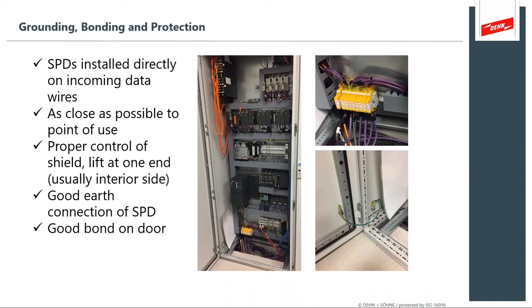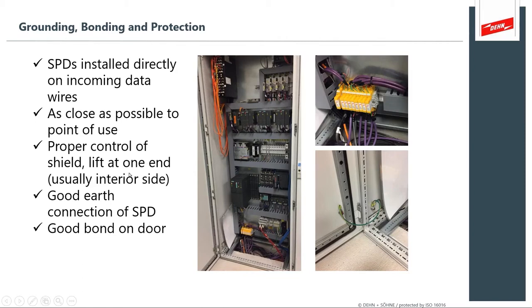And here's a really great couple of photographs for grounding, bonding, and protection. These are the things that we're looking for. We're looking for SPDs installed directly on the incoming data lines. Yes, you can see the surge protection device on your IO incoming data. Is it as close as possible to the point of use? Is it proper control of the shield? And this is really a great introduction to that whole topic of shielding.